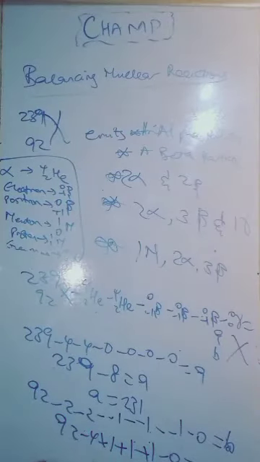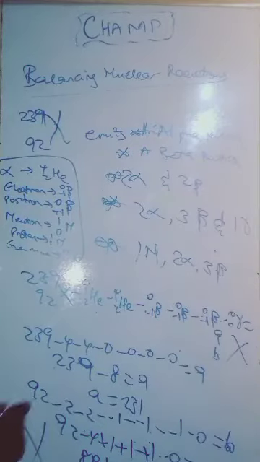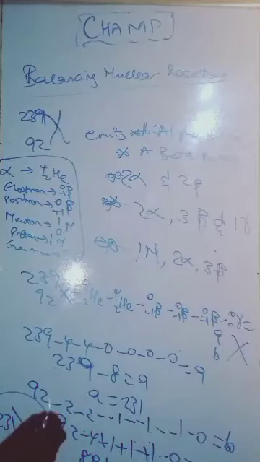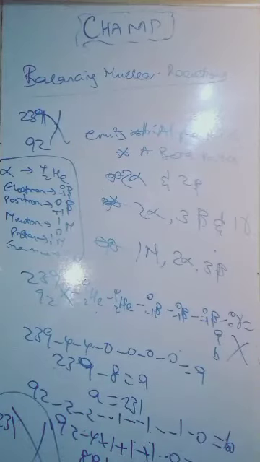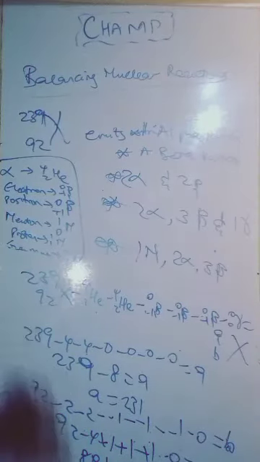92 minus 4, that's 88, plus 3 is equal to B. Why don't I minus 0? Minus 0 is the same thing, it's actually nothing. So 91 is equal to B. B is equal to 91. So this is X. A is 231. B is 91. So this is a new element formed. The last one.